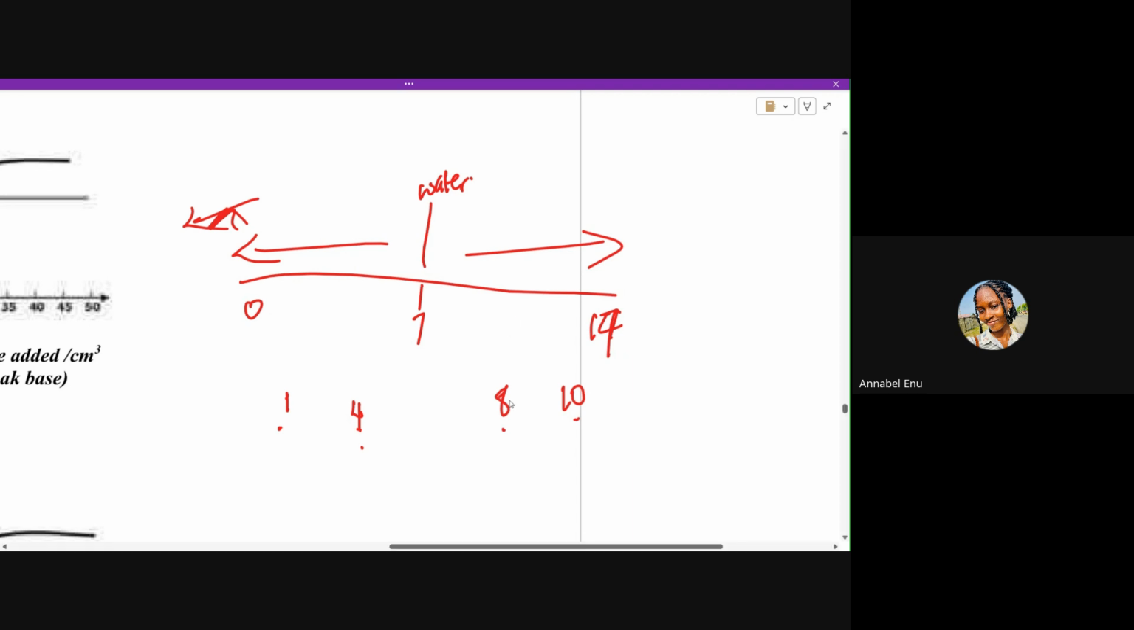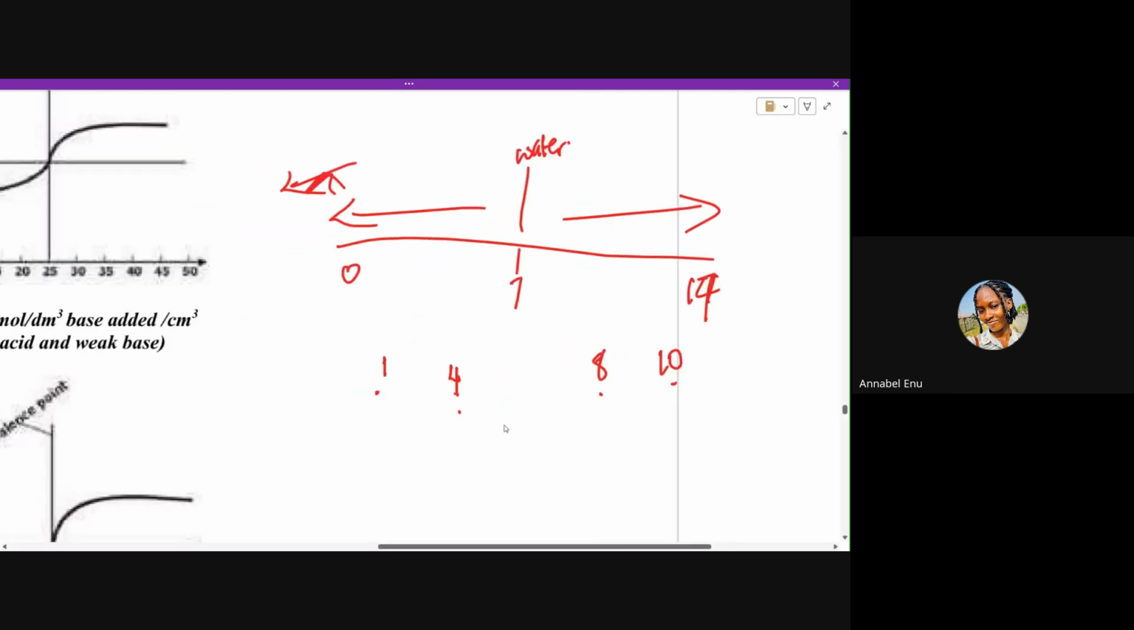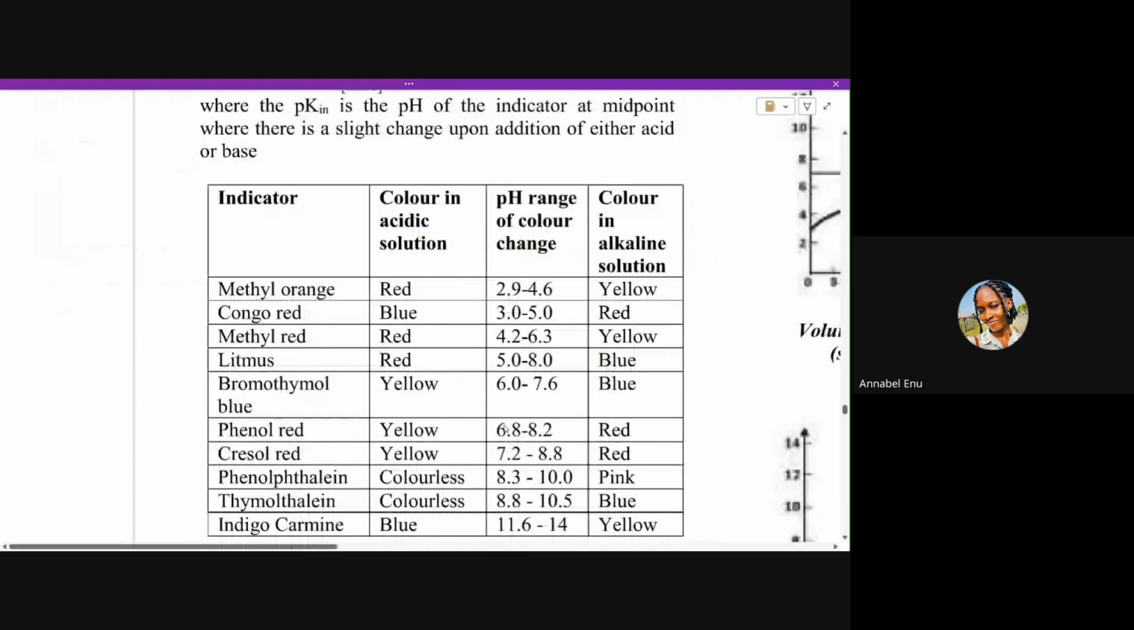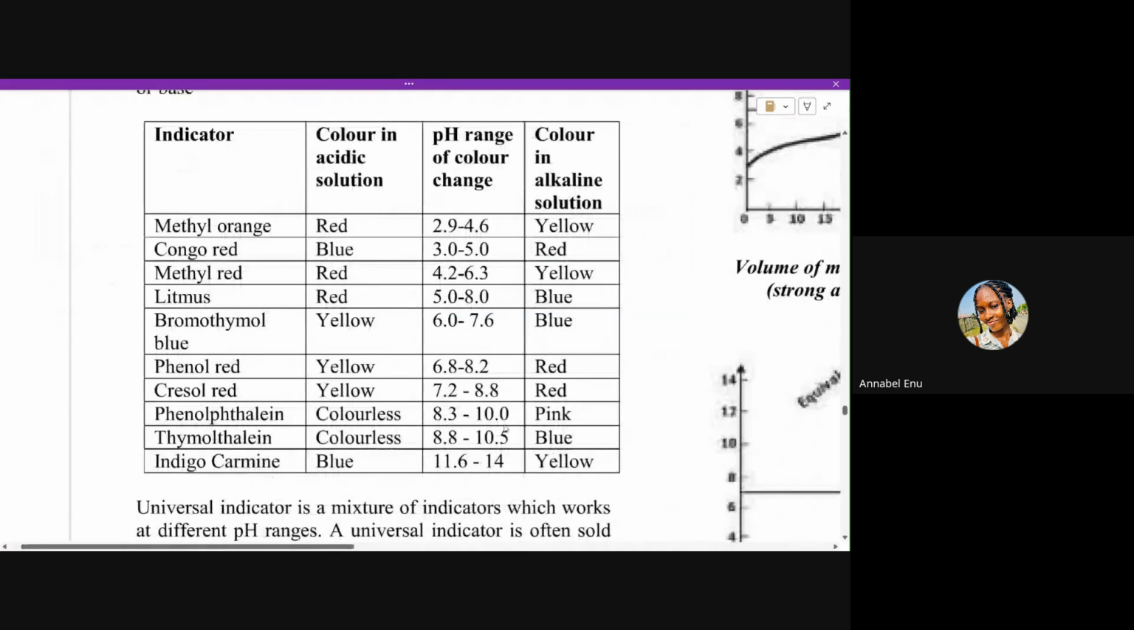And then this one of 8 is very much less acidic. In fact, yes, very much less acidic. That's how we're going to put it. So that is the summary of what pH is. And there are different indicators that we have.